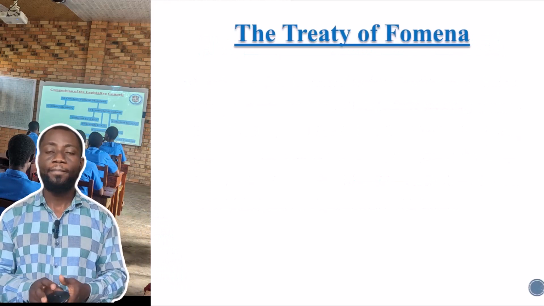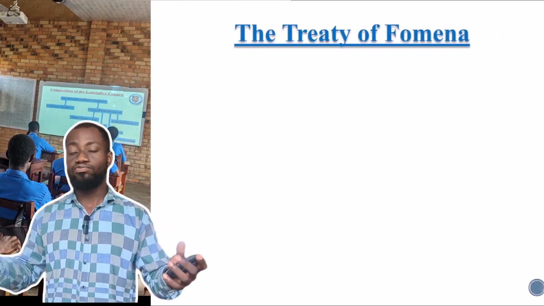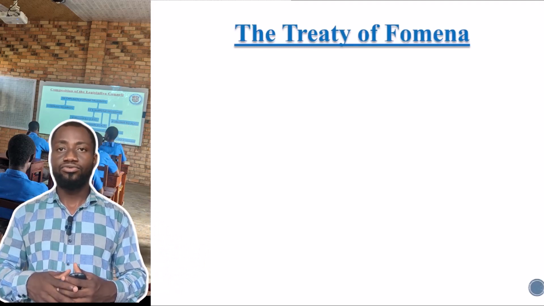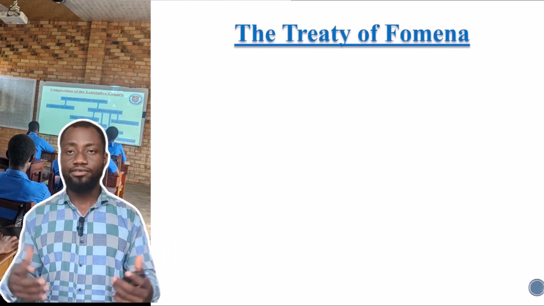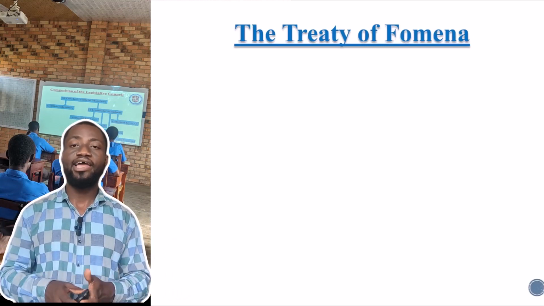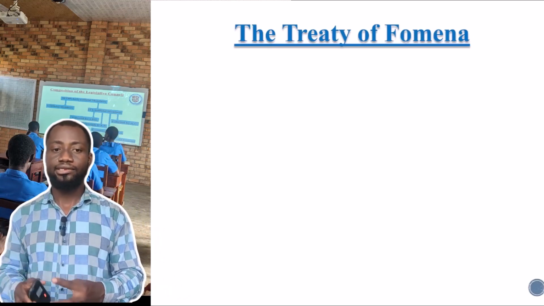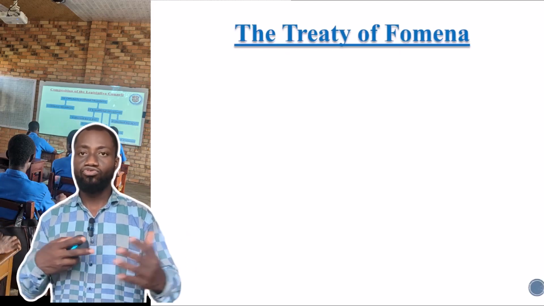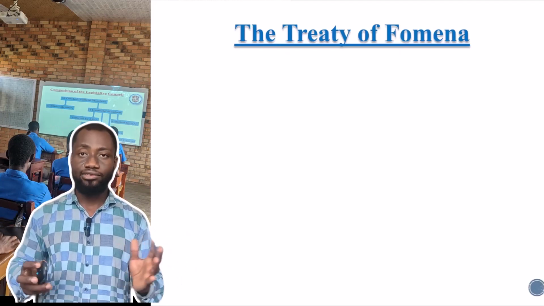So after the war, the Asantes were defeated. Kumasi was burnt down, and the British left. So there was then a treaty. In those days, after every war, a treaty is signed, and that is going to be the basis on which the two parties are going to relate to each other.